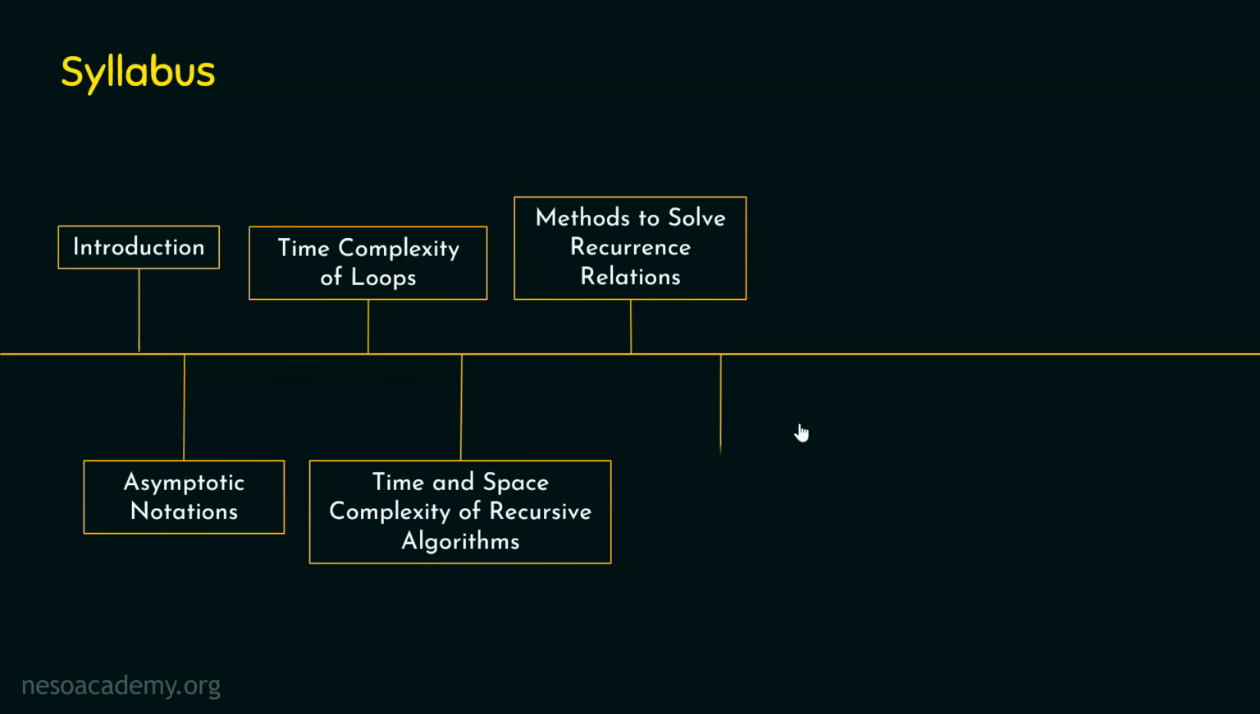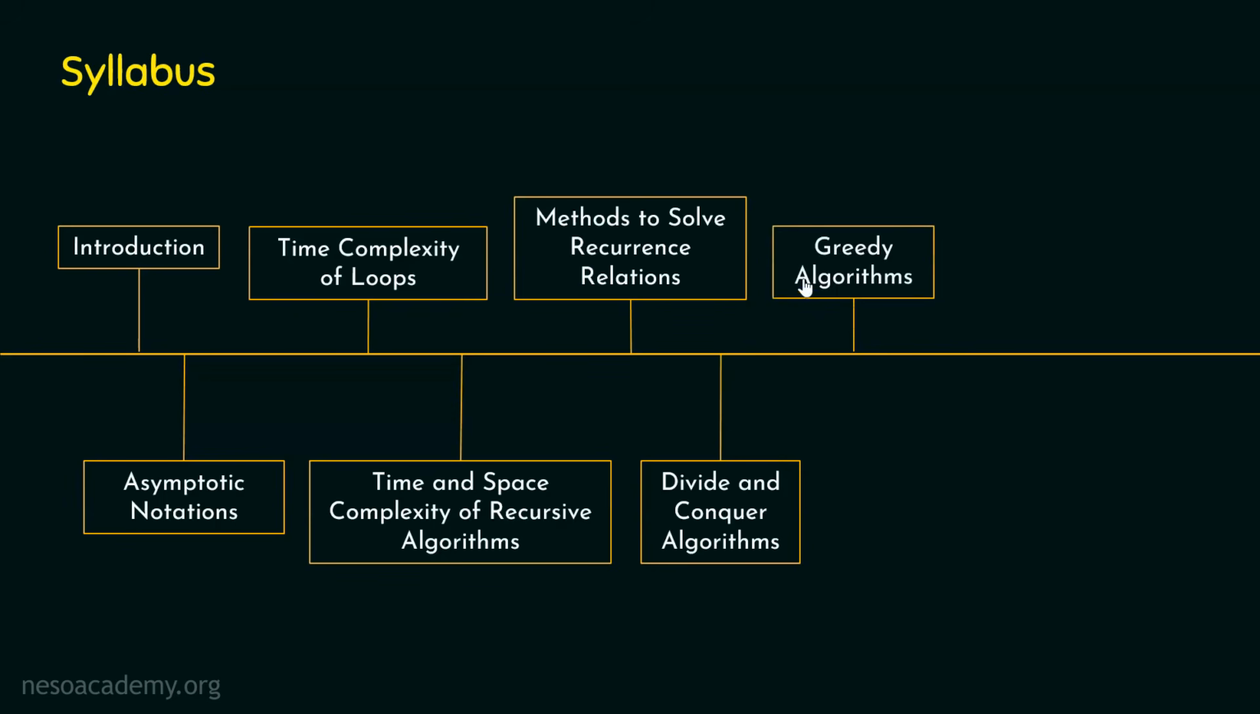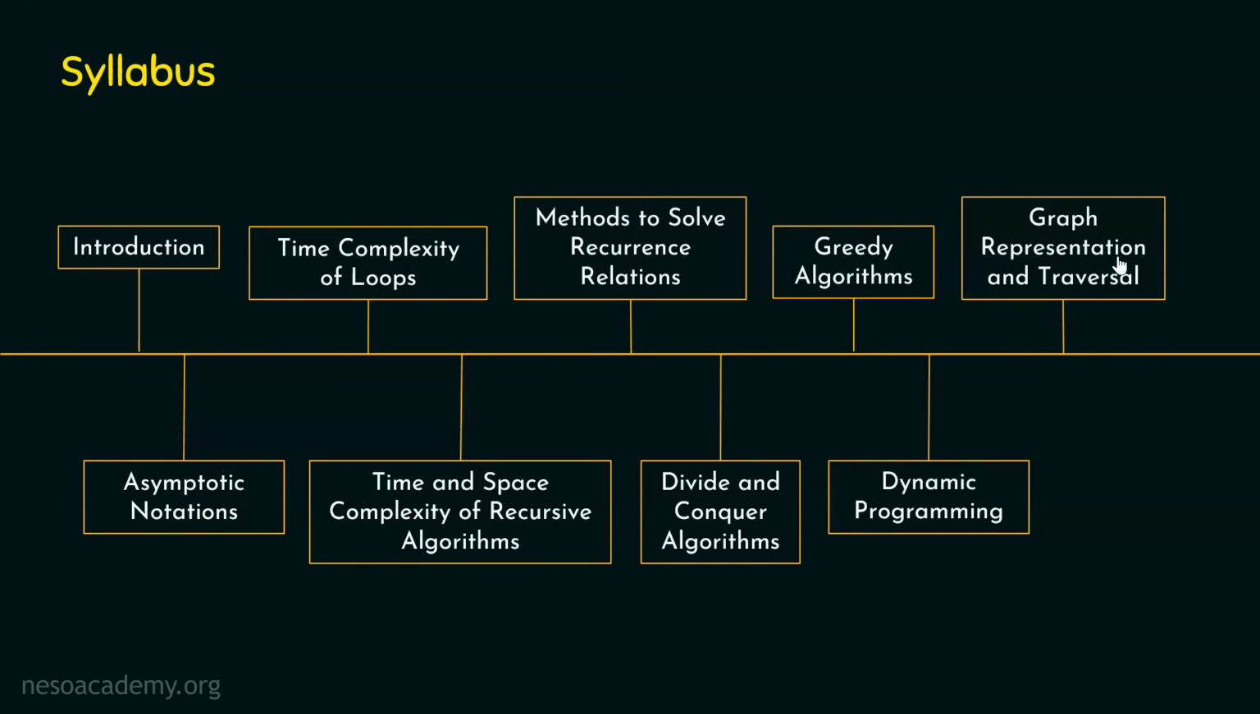The sixth chapter will be divide and conquer algorithms. The seventh chapter will be greedy algorithms. The eighth chapter will be dynamic programming. The ninth chapter will be graph representation and traversal. And the 10th chapter will be sorting algorithms. We will cover all these chapters in depth in this course. This is just an overview of the entire course. You don't have to worry about the names that I've written here. Gradually, we will understand each chapter and the topics under each chapter properly.